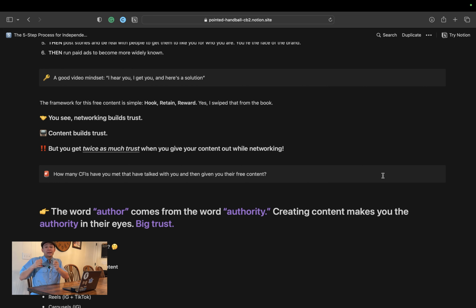Networking builds trust and content builds trust, but you get twice as much trust if you network with people and at the same time, give them your free content that you made. Come on, how many flight instructors have you met that have swiped out a QR code for you to scan with your phone that, when you meet them, automatically takes you to their website or their YouTube or their Instagram, where you can consume all of their free content, all designed to help you overcome your problems? I mean, that builds insane levels of trust.